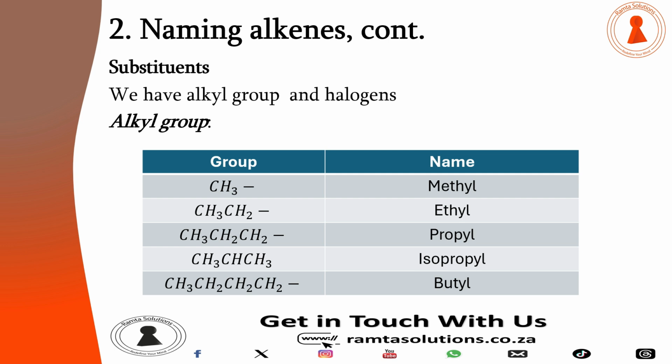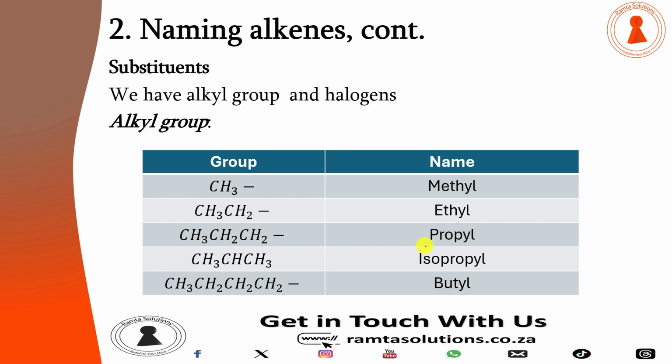Normally we would say methane, ethane, propane, butane. But now we no longer say that. We say methyl, ethyl, propyl, butyl. Why? Because they have 1 less hydrogen than alkanes, and this we call alkyls.